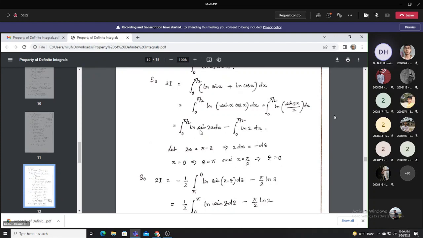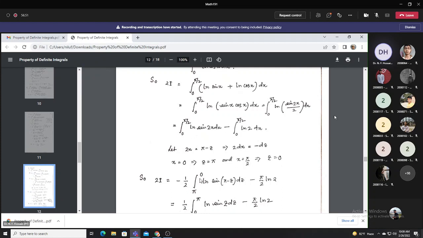And here for this 2x, let us take a substitution. Suppose that 2x equal to pi minus z. So take the differential, it will be 2 dx equal to minus dz. So dx will be minus dz by 2. Now adjust the limits. When x equal to 0, z will be pi. And when x equal to pi by 2, you are getting pi here, so z will be equal to 0. So the limit will be now pi to 0.